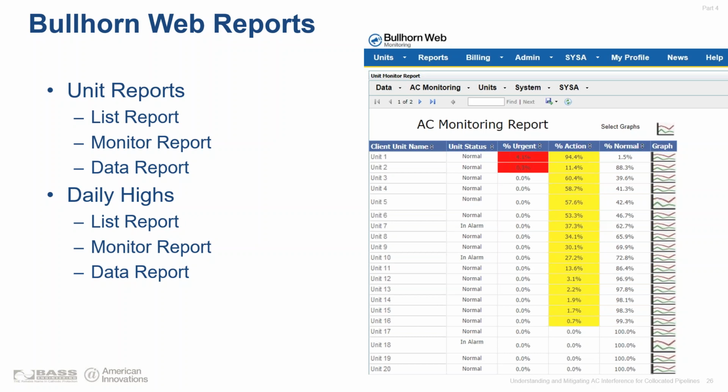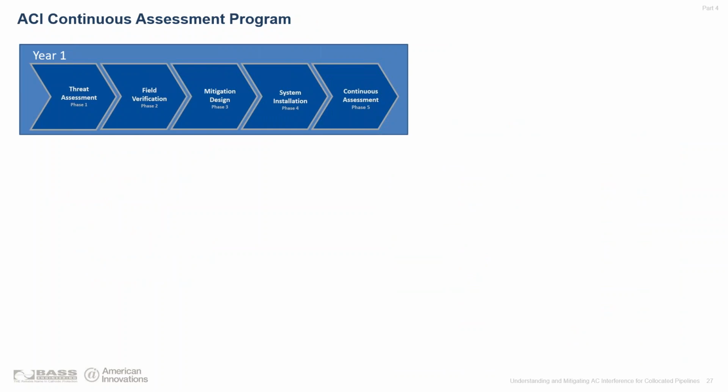Now, this is just one of the reports. The other reports that we have help you drill into those units in more detail, so that you can see exactly what's happening for a certain unit and look at all of the various measurements, or even just see those daily highs if you're capturing hourly data. So with all of this, you've laid the foundation for setting up a comprehensive ACI mitigation program.